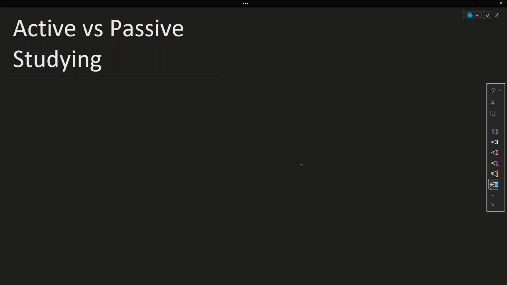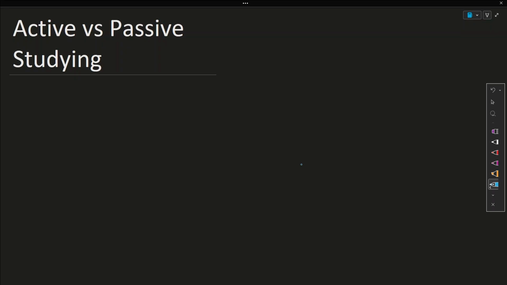Sometimes a study method feels comfortable. It feels familiar. It feels like you are getting something done. But when it is time to take the test, that method may not have prepared you to solve problems on your own. That does not mean you did anything wrong on purpose. It just means you may need to shift from passive studying to active studying.